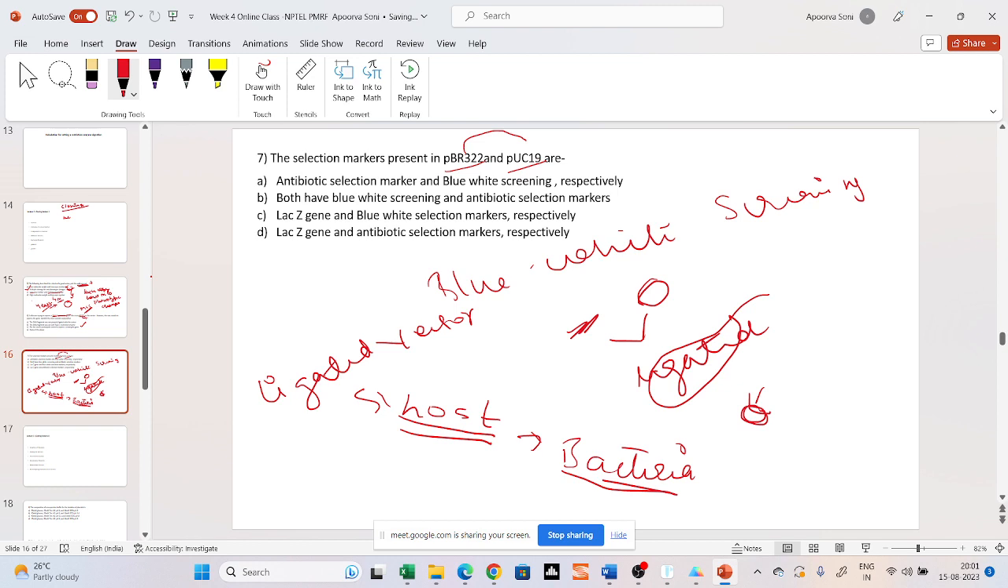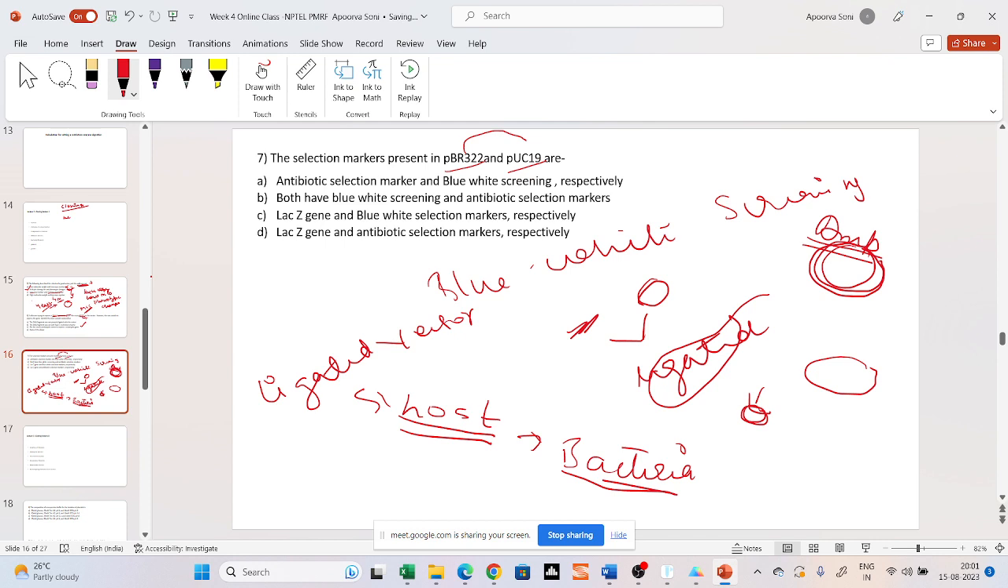Now if I have a plate here, we have many different criteria for screening. The first one is antibiotic resistance, that means antibiotic selection markers. If your bacteria has an ampicillin selection marker, that means this bacteria is resistant to the ampicillin antibiotic.